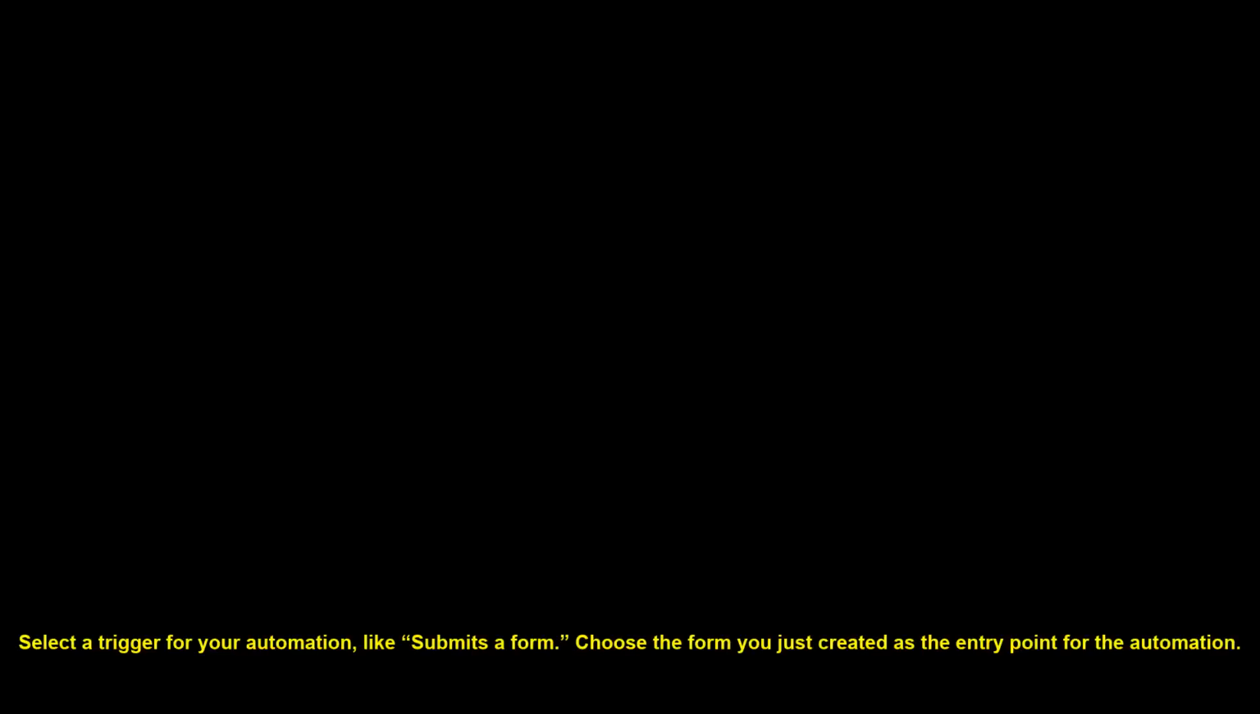Now, go to the Automations tab within ActiveCampaign. Create a new automation to manage leads as they enter your system. Select a trigger for your automation, like Submits a Form. Choose the form you just created as the entry point for the automation.